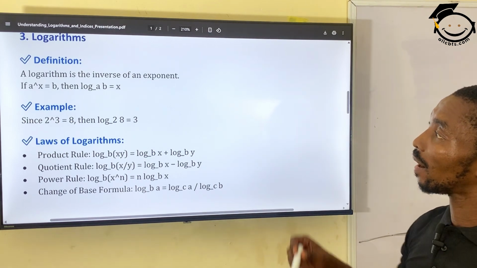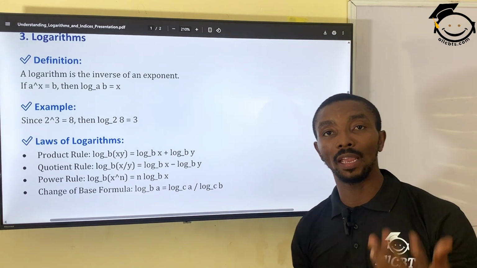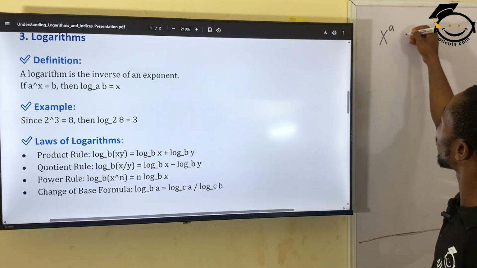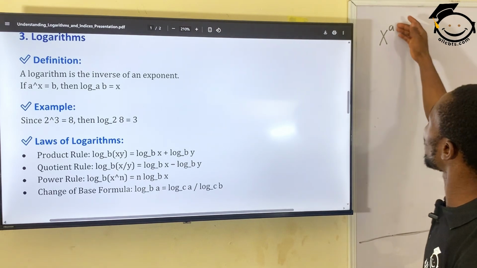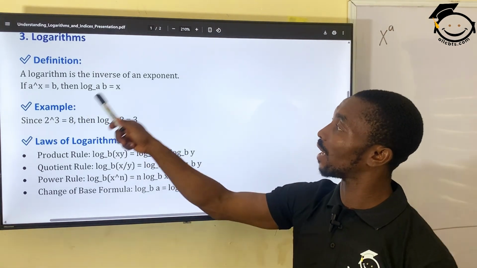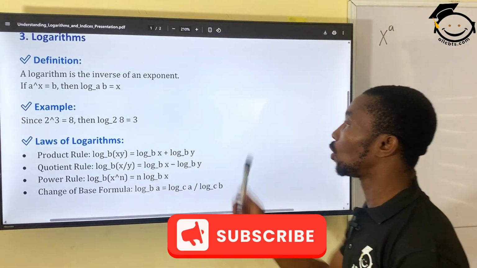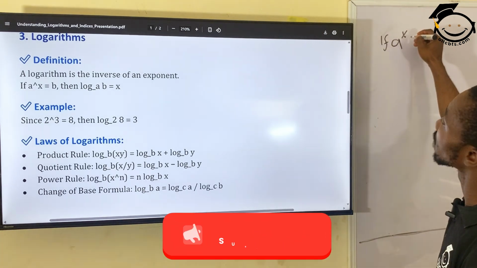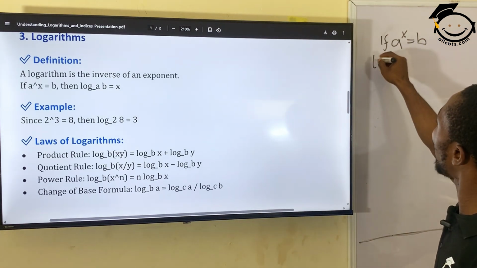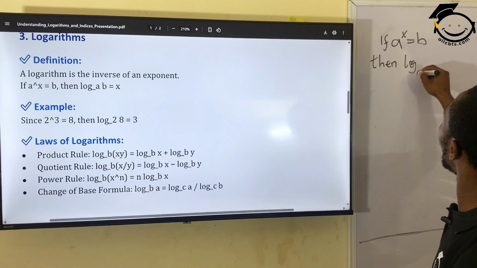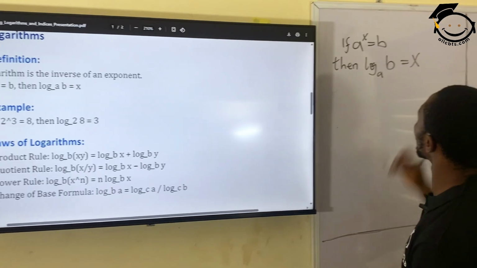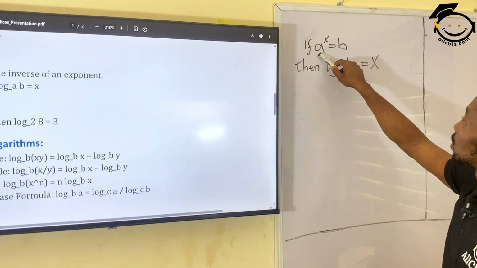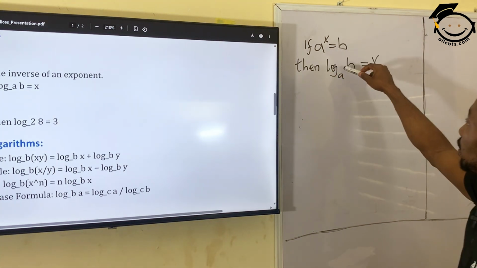Logarithm is the inverse of indices. Now, in indices, we looked at the powers. In logarithm, we are using logarithm to find the exponent. So that's why it says logarithm is the inverse of an exponent, or the inverse of your indices. Now it says if a raised to power x equals b, then log base a of b equals x. Where x is the power to which it is raised, a is the number to which x is raised, and b is your answer.